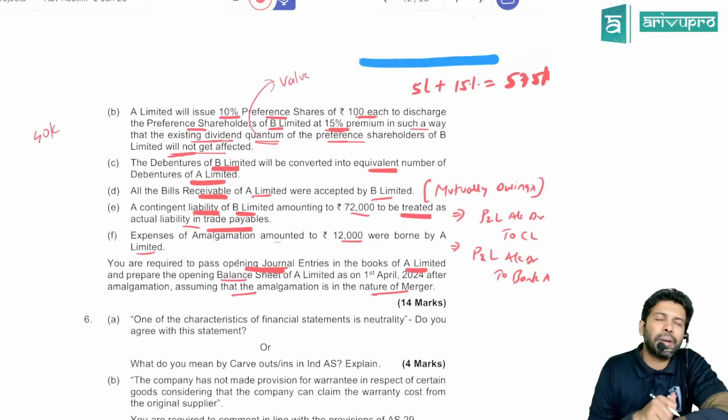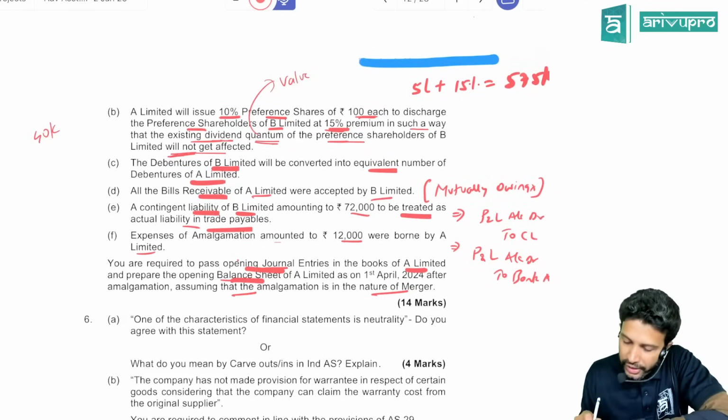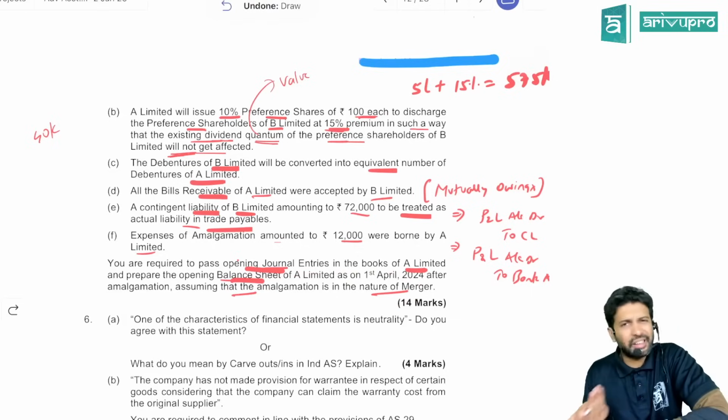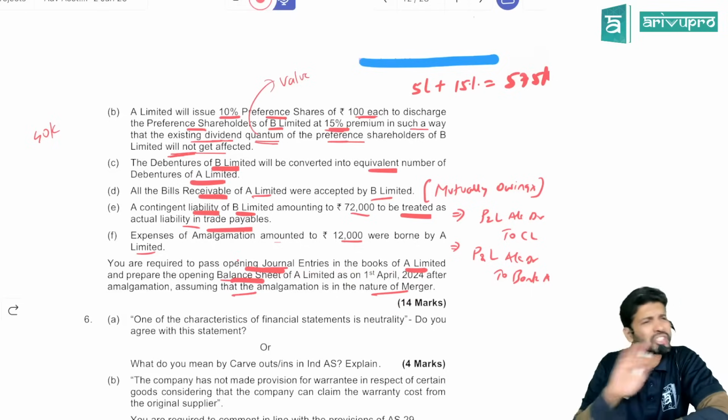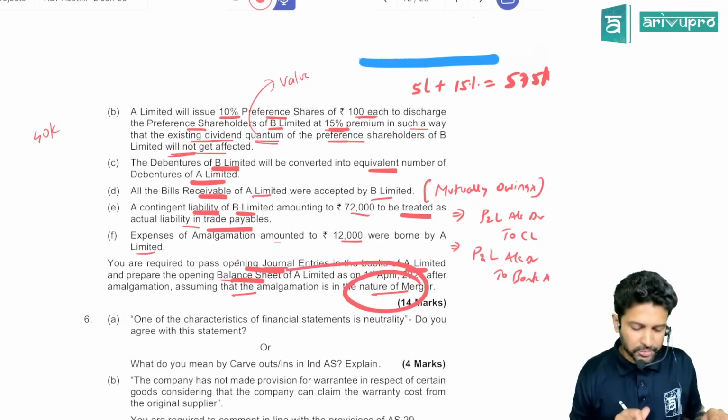So in the purchasing company's books they are asking for the journal entry, and they are also asking you to prepare the balance sheet, and assume amalgamation in the nature of what? Merger. They only told, so if they tell, do we have to test those conditions? Not required. Only if they don't, then we have to test the conditions, right? Here it's given as merger method.